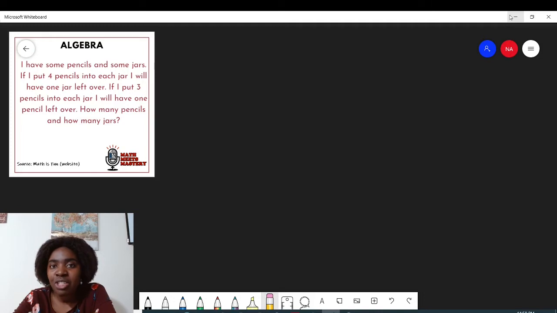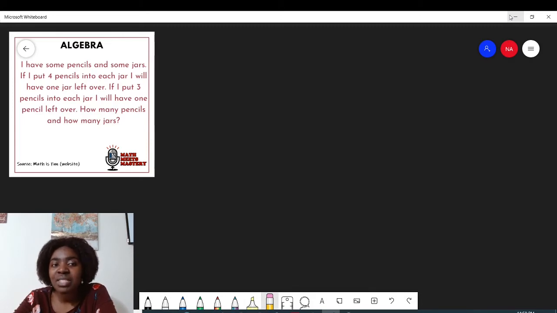It's for algebra students, and I thought it would be great to solve this here on Math Meets Mastery. This is a question that you can actually solve logically, but I'm going to use an equation to do it, just so we can learn how to set up equations and solve these types of problems. So the question says, I have some pencils in some jars.